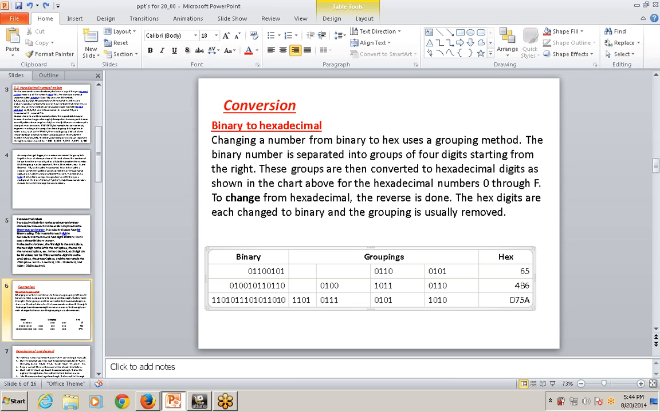That is your starting point. That is your 4 bits. So I can divide into 4 bits. The first one is 4 bits, another one is 4 bits, and another one is 4 bits, that is 0 1 and 0 1. So I can group into 2 parts.